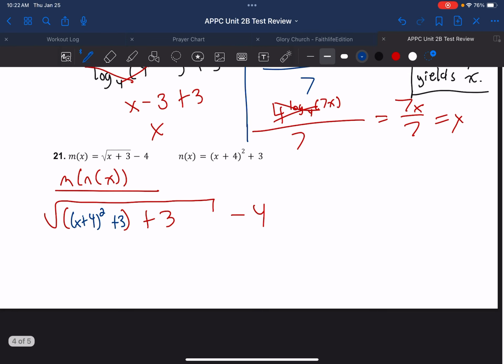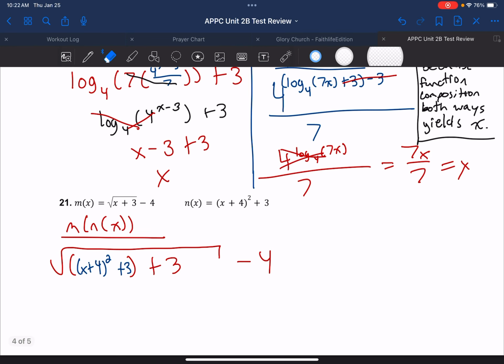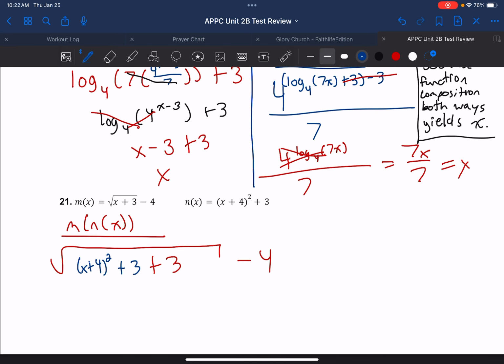Okay? And I don't really need these parentheses if that helps you think about it. So right here, I've got x plus 4 squared, combine the 3's, and I've got plus 6 minus 4. And notice that these 3's right here did not go away. So there's really nothing I can cancel out from here. There's nothing I can do to make this any simpler.